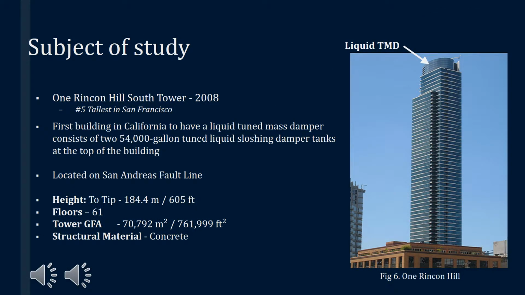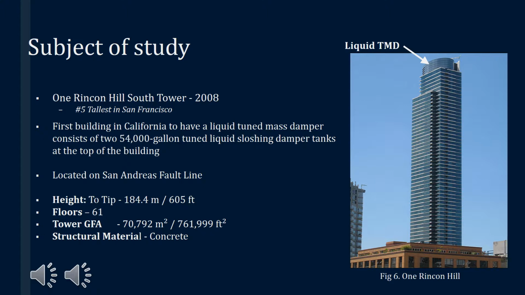Our research's subject of study is the One Rincon Hill South Tower. Its completion date is 2008 and it was the first building in California to have a liquid tuned mass damper. The TMD system of the One Rincon Hill Tower consists of two 54,000-gallon tuned liquid damper tanks. The TMD used baffles inside the liquid tank to control the sloshing effect to oppose the building motion.